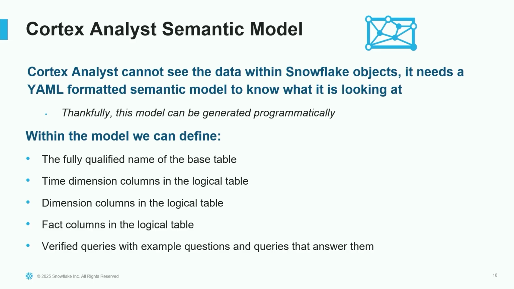From here, we also have dimension columns. This way, a user could say by region instead of actually knowing what the data looks like. And then we also have fact columns. These allow our user to say, show me the cost per member, instead of figuring out the actual formula behind that question.